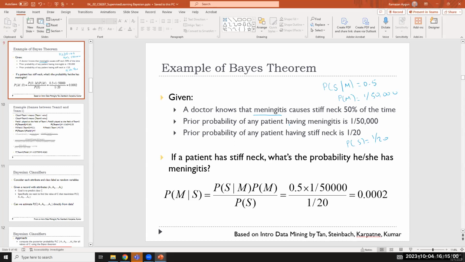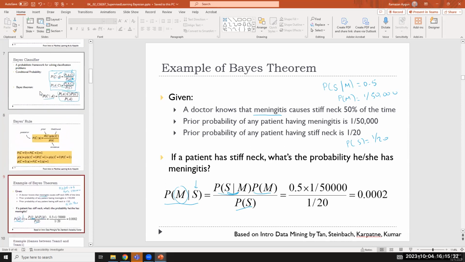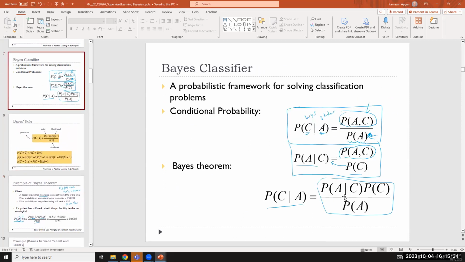This is the expression. Patient K tells us that he or she has a stiff neck. Now I need to find the probability of meningitis. You can write the formula we already provided, so you reorder the conditional probability. The probability of meningitis given stiff neck is the probability of stiff neck given meningitis times the probability of meningitis divided by the probability of stiff neck. This is the formula I just provided a few minutes ago. It's the same formula. You need to memorize it.